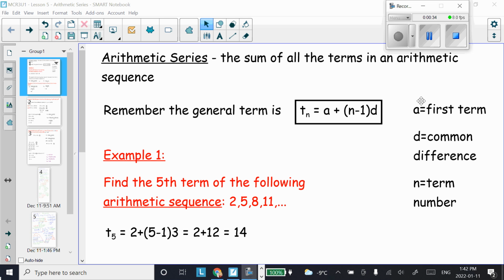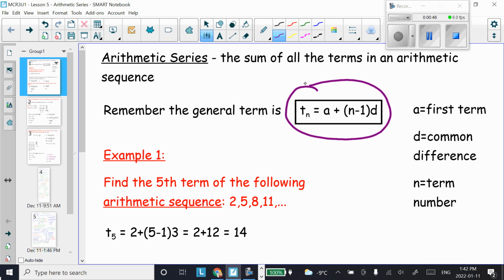and that's called an arithmetic series. So just remember that the general term for an arithmetic sequence is Tn equals a plus (n minus 1) times d, where a is the first term, d is the common difference, right? So what are those numbers increasing by? And then n stands for the term number. For example, the fifth term would be T5, where n would be equal to 5.